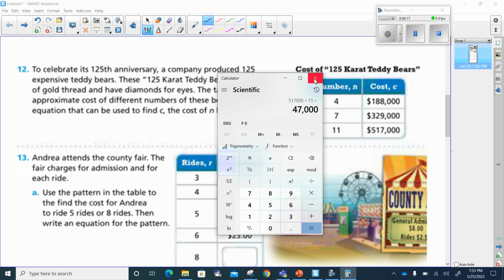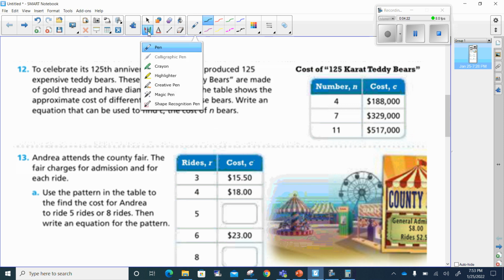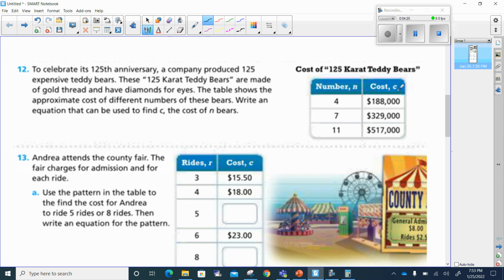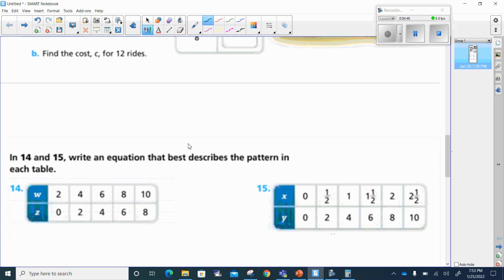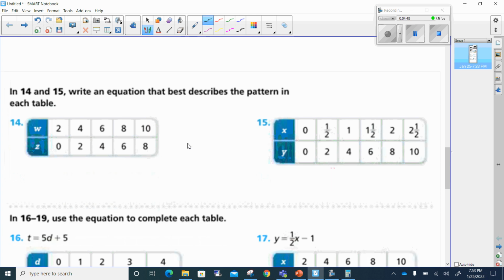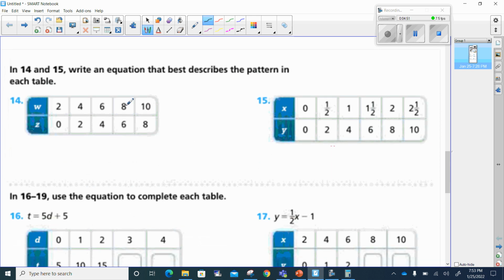So what I'm finding is that we can take C, and that's going to be equal to 47,000 times n. All right. Next is number 14 for me. It says write an equation that best describes the pattern.